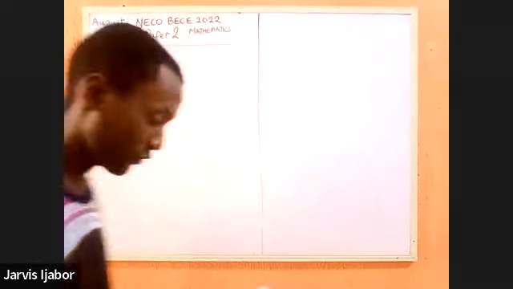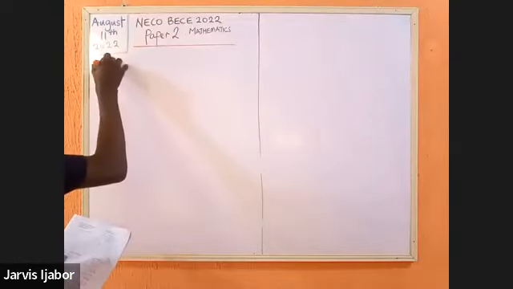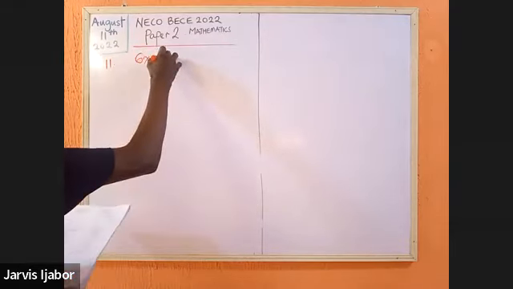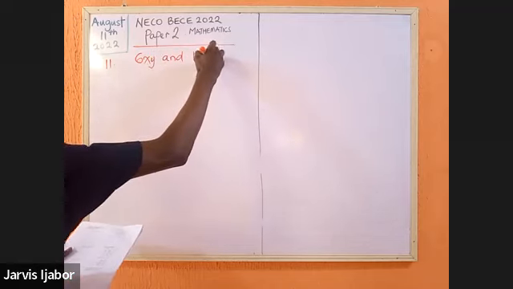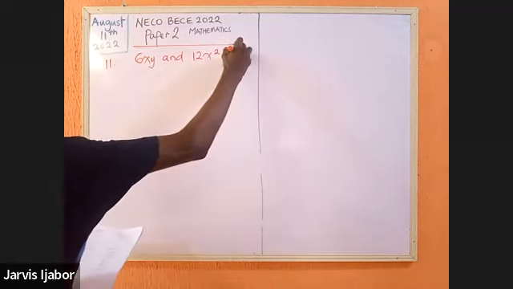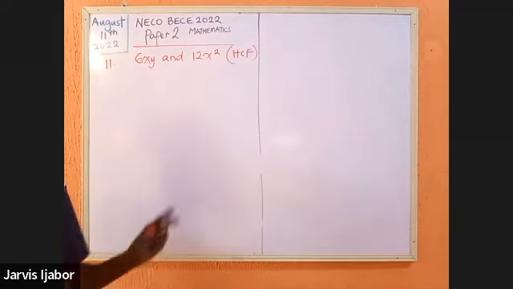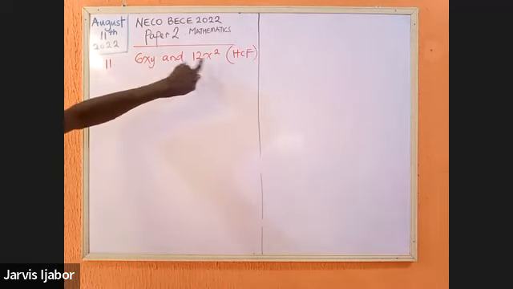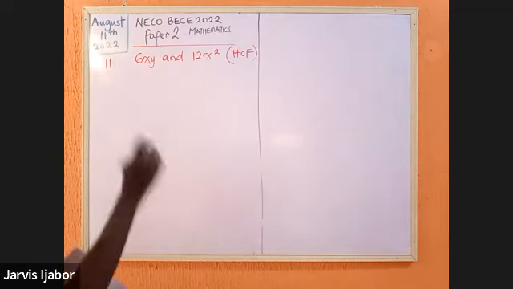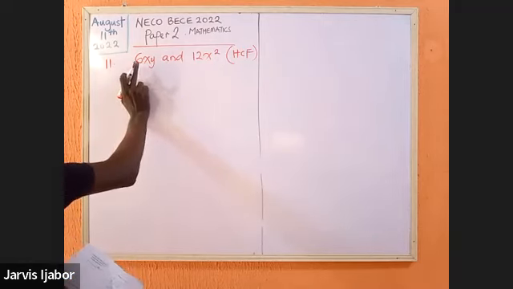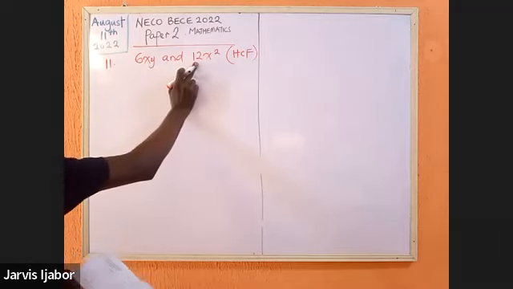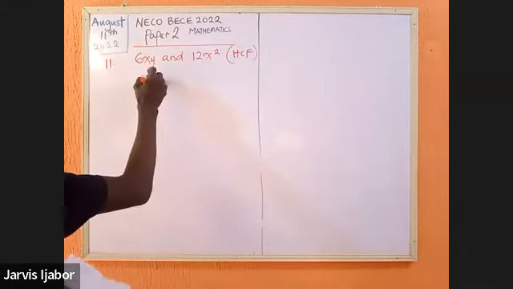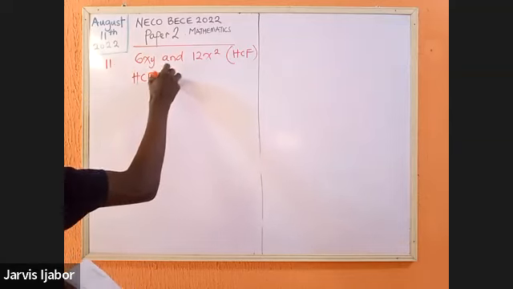Okay, so for question 11, we are told to find the HCF of these algebraic terms, 6xy and 12x squared. Now, the concept of HCF here is quite simple. Look at the terms. What are the things you see that are common? I start with the numbers. I know 6 can divide this, and I know 6 can divide this. So your knowledge of numbers is very important here. HCF will be 6.